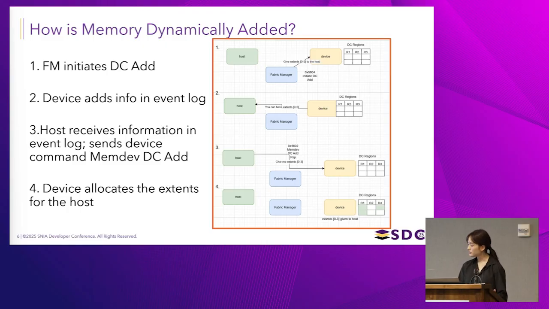And the host gets notified, looks at the event log, and sees the extents that have been made available to it. It can choose to accept some, none, or all of the extents, and then the host will send its response to the device through another command. Then lastly, the device will physically back the accepted extents for that host, and the host can start using the added memory. And I wanted to go through this kind of simplified workflow first, but this actually doesn't show the full picture.